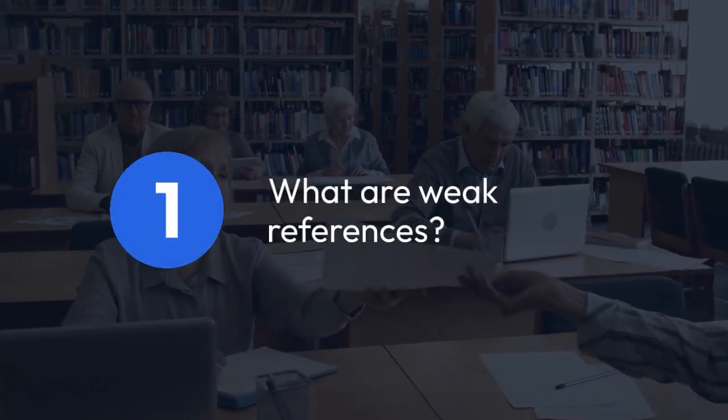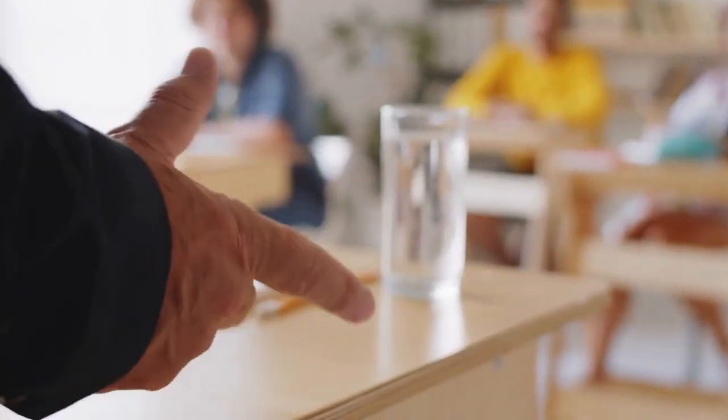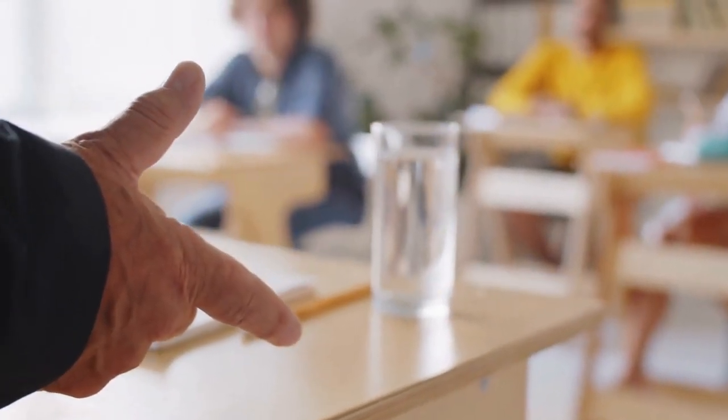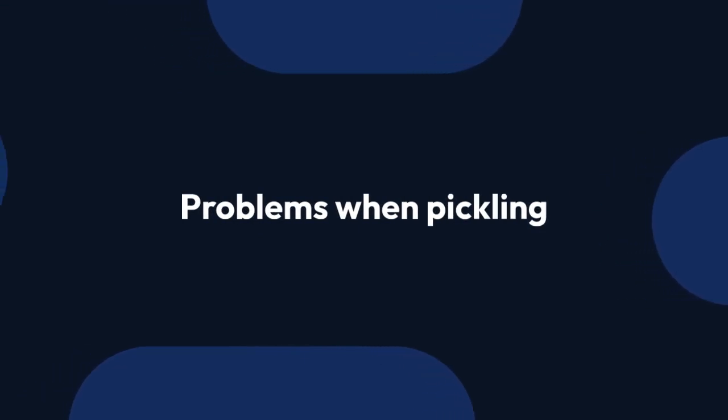1. Let's understand what weak references are. A weak reference doesn't prevent the garbage collector from deleting the referenced object when it's no longer needed elsewhere. This is great for memory management. It avoids circular references and memory leaks. However, it creates problems when pickling.